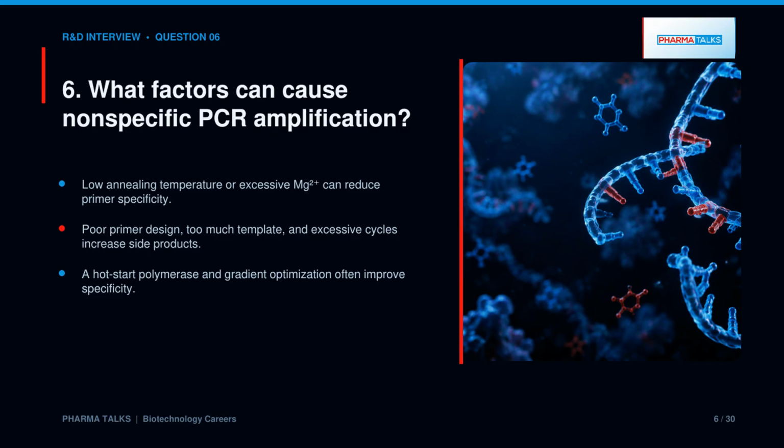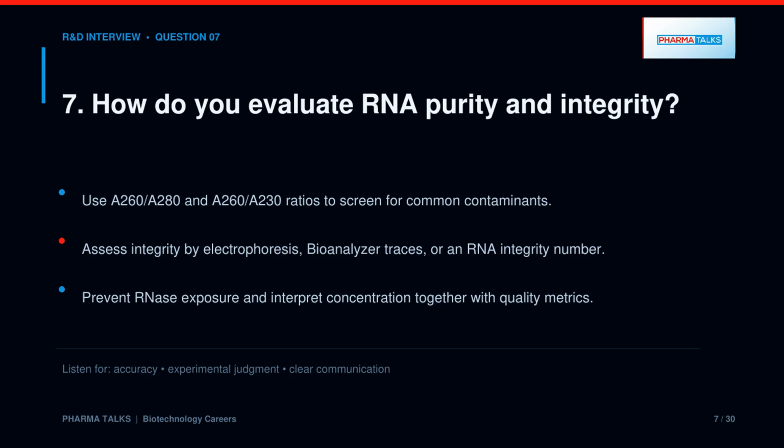RNA quality has two dimensions: purity and integrity. Spectrophotometric ratios can indicate protein, phenol, or salt contamination, but they do not prove that RNA is intact. Integrity should be assessed using a gel or automated electrophoresis system, such as a bioanalyzer. Throughout the workflow, careful RNase-free handling is essential. Question 8. What is gel electrophoresis and how does it separate DNA fragments?